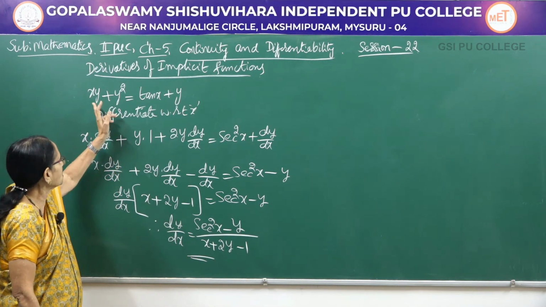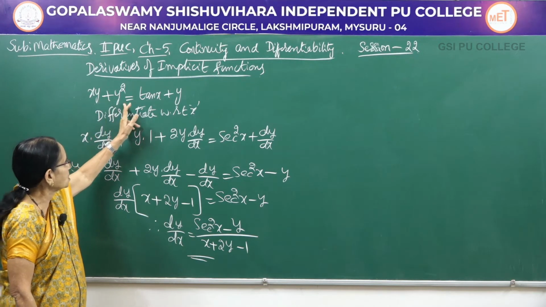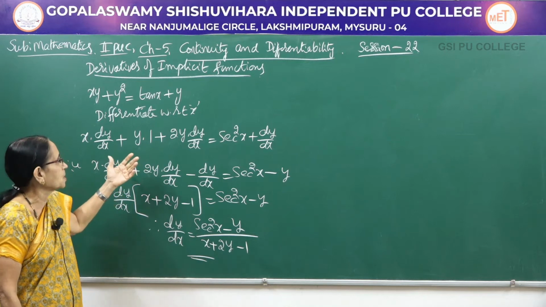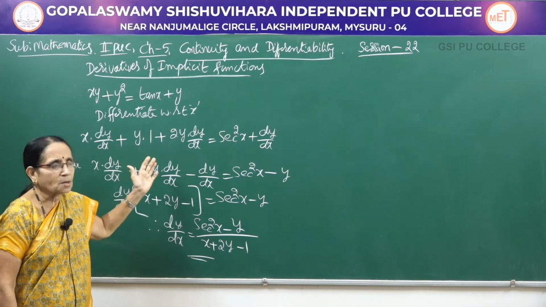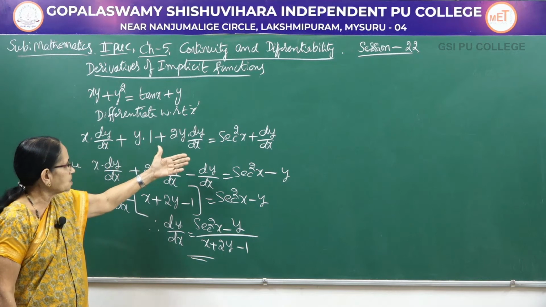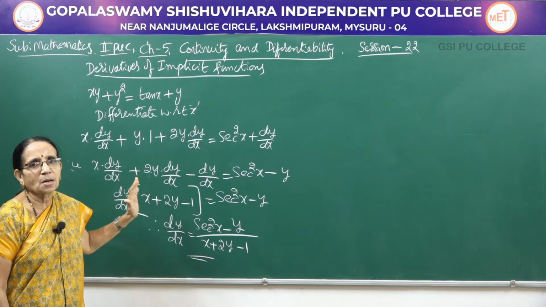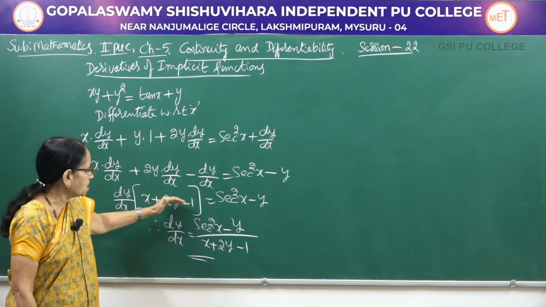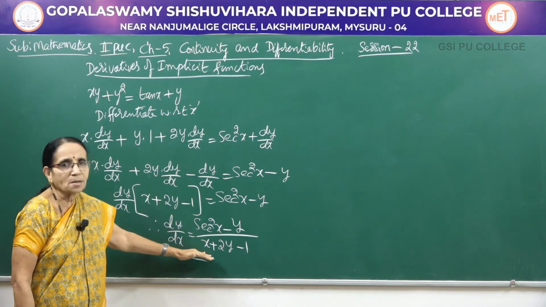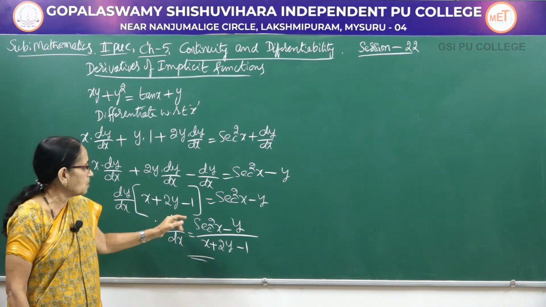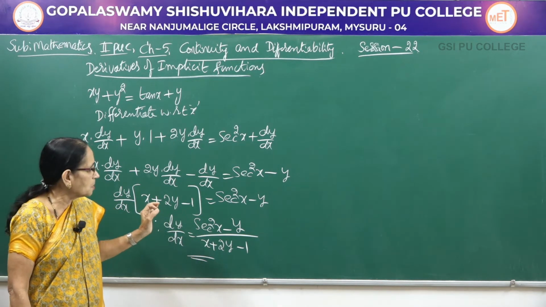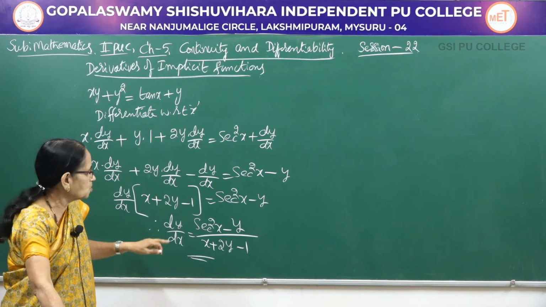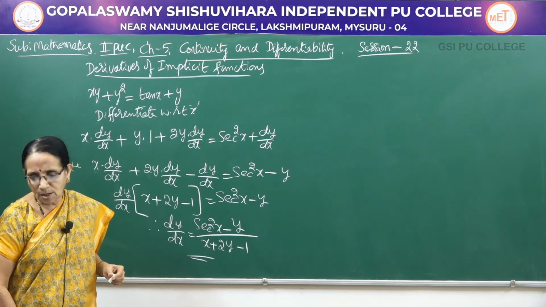So, here you observe this term contains y, this contains y, this contains y. So, 3 terms were having y as a part of the function. So, differentiating each term with respect to x, we got so many terms here. So, taking those terms containing dy by dx as a factor, shifting the other terms to the right hand side and taking out the common factor, and then finally rearranging, we get the derivative of the function. It is secant square x minus y whole thing divided by x plus 2y minus 1. So, this is the derivative of the function.